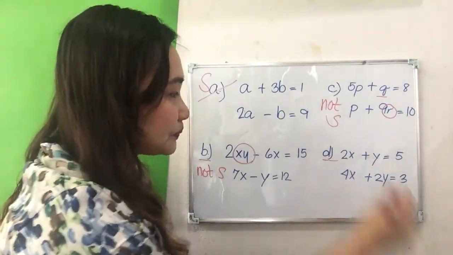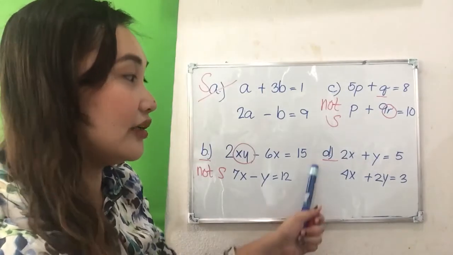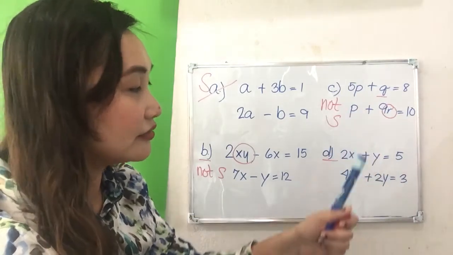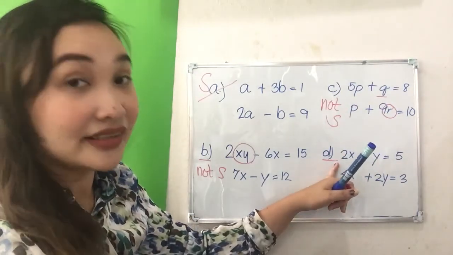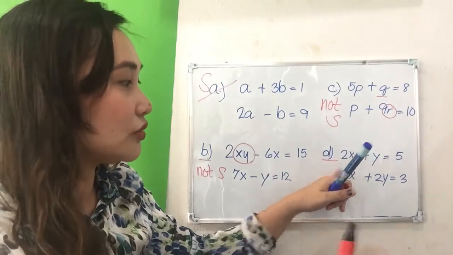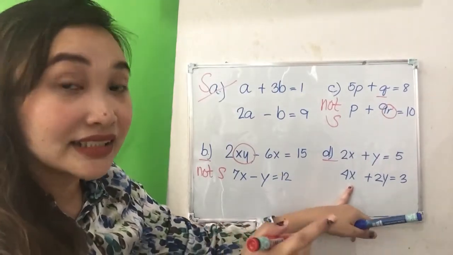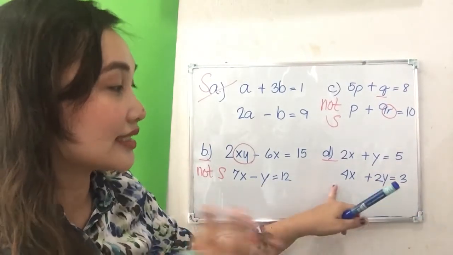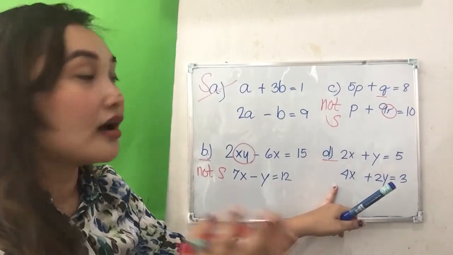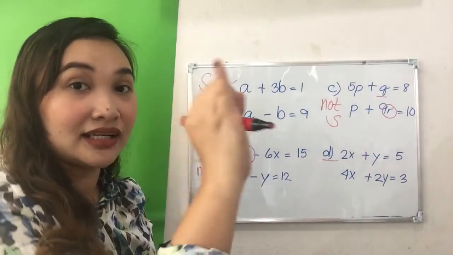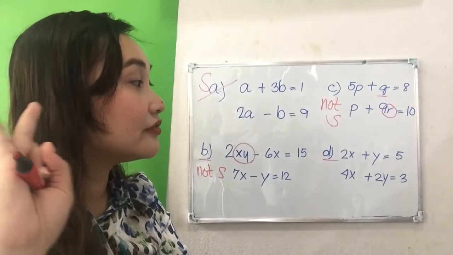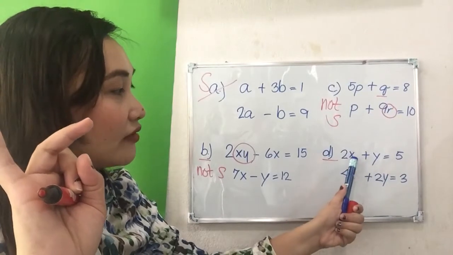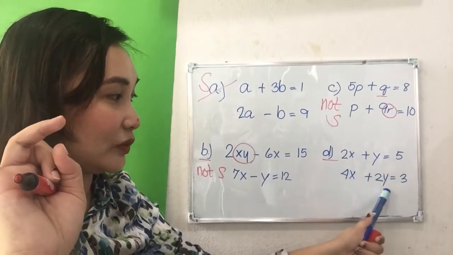Alright, so letter D. Okay, letter D, we have 2x plus y is equal to 5, first equation, which is a linear equation in two variables. The second one, 4x plus 2y minus 3, is also a linear equation in two variables. Number 2, we check if the variables are the same. Both are the same. We have x and y, and the other one also is x and y.